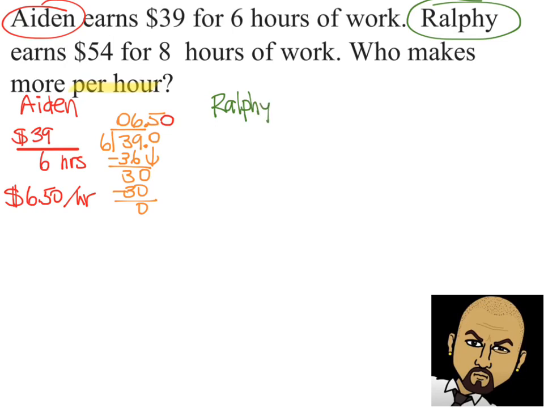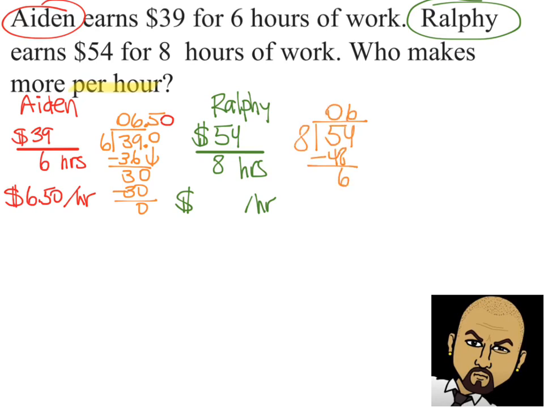Let's figure out how much Ralphie earns. Again, we're figuring out the cost per hour, and so the hours go on the denominator because we want to know how much per 1 hour. We plug in our values. We go ahead and divide our units. That's going to give us the dollars per hour. Then we divide our numbers. 54 divided by 8. We go ahead and divide. We add our placeholder, and we end up with a situation where Ralphie earns $6.75 per hour.